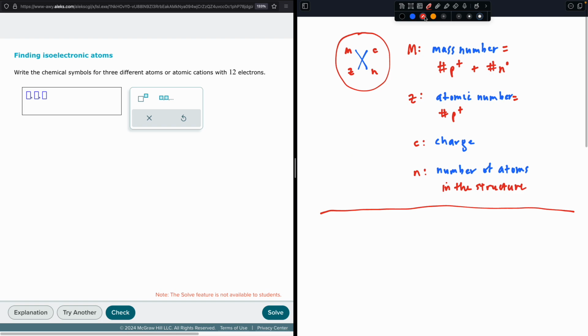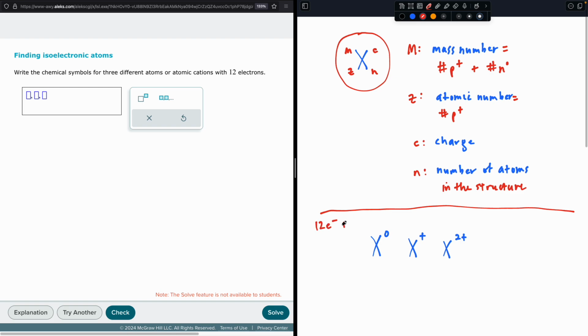All right, so let's go back to the problem. Finding isoelectronic atoms. So we're here being asked to find 3 different atoms or atomic cations. All right. So I'm looking for 3 atoms or atomic cations. So I'm going to say, let's go with atom 1. That's the atom. Here's the first cation, and here's the second cation. And I'm just going with the simplest ones I can think of. And they have 12 electrons each.